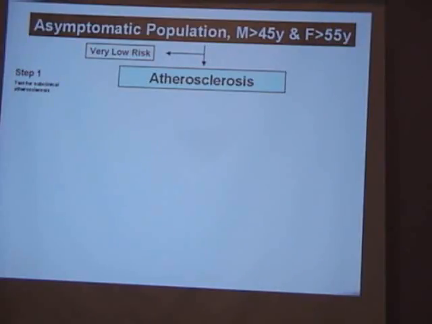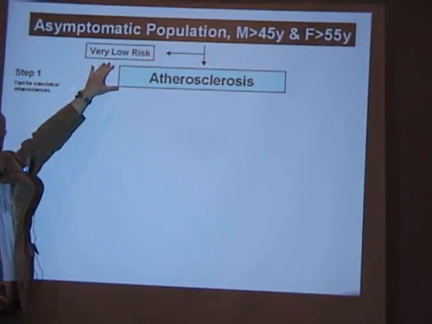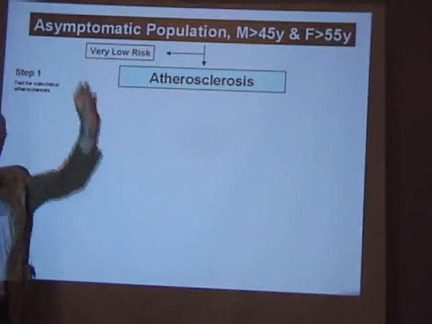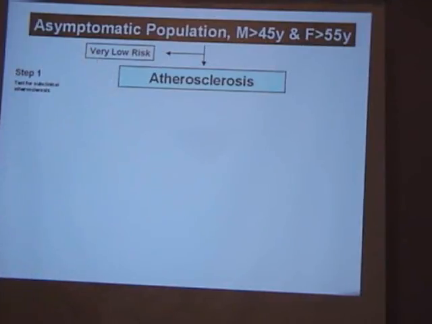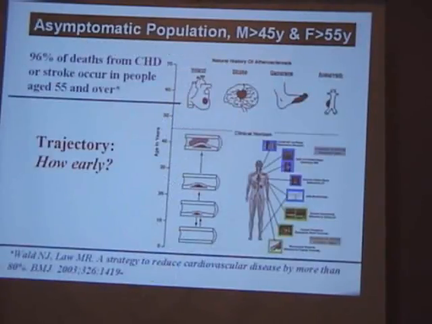Okay, now we have the population at risk. We have excluded a very low risk group that we don't need to screen. Then we can go to the screening test for atherosclerosis. Again, we have a lot of possibilities here, and we can discuss them later. And it's the slide where I think we should revisit the discussion we have already had.